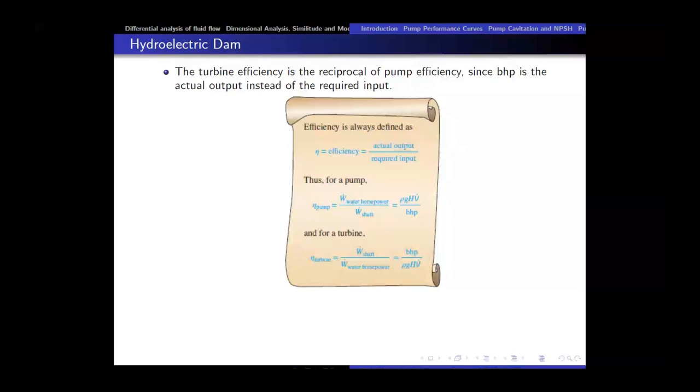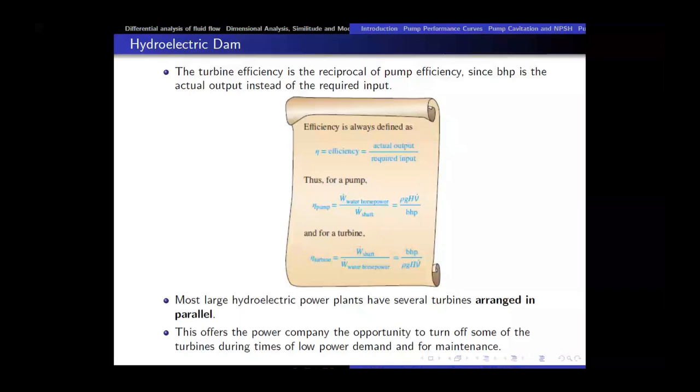So it is the same thing. Most large hydroelectric power plants have several turbines arranged in parallel. This offers the power company the opportunity to turn off some of the turbines during times of low power demand and for maintenance. Right.